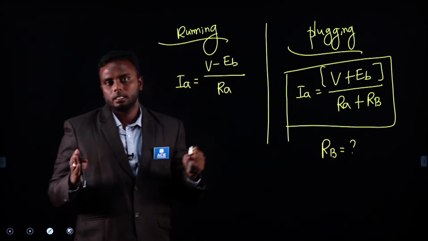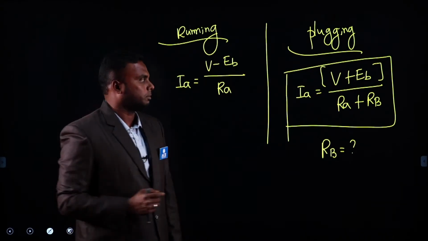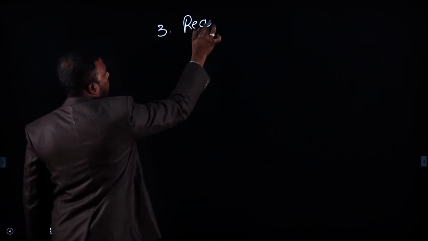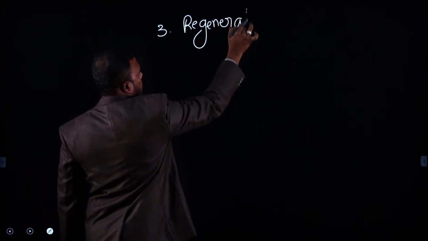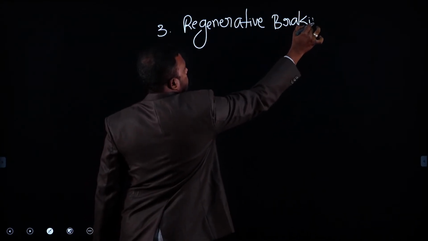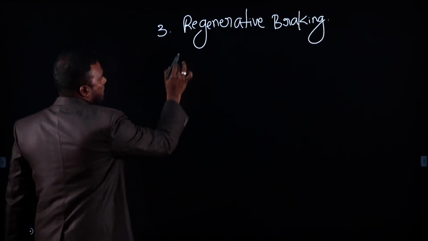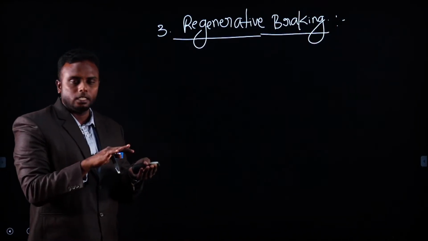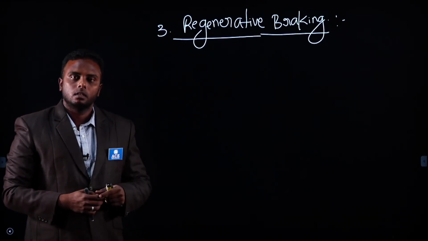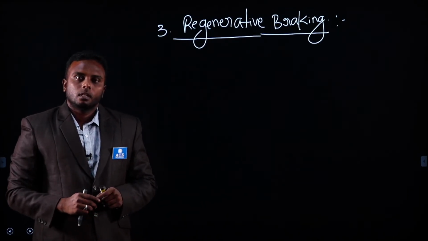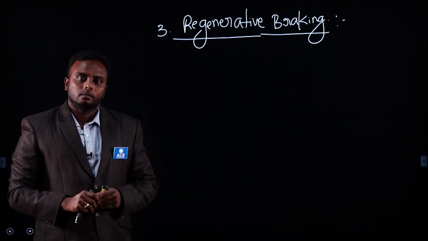Next, let us see the third one, regenerative braking, and how it takes place. In regenerative braking, we don't apply any connection changes. Like previously, we changed the terminals of the armature for plugging, and in dynamic braking we removed the armature from the supply and connected it to a resistor. None of this is done for regenerative braking.